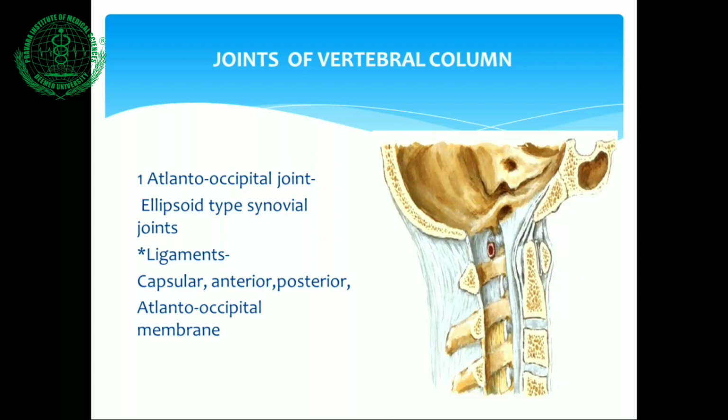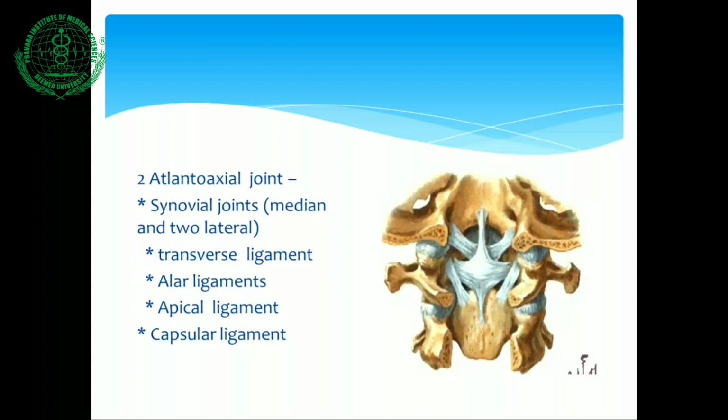The different ligaments which are present in atlanto-occipital joint are anterior atlanto-occipital membrane, posterior atlanto-occipital membrane and capsular ligament. These are the different ligaments which surround the atlanto-occipital joint. The different movements which are occurring at atlanto-occipital joint are flexion and extension. These are the movements occurring.